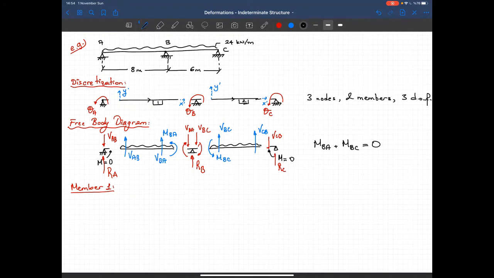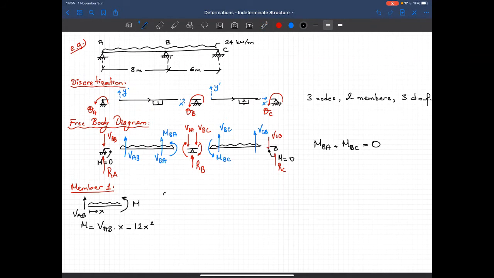So I'm taking a section cut. That's the member. That's the x coordinate. So here I have moment M, and I got VAB here. So the equation for moment is M equal to VAB times x minus 12x squared. So I use this free body diagram to come up with this moment equation.